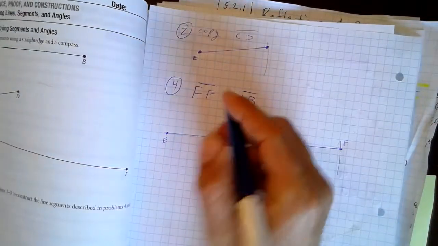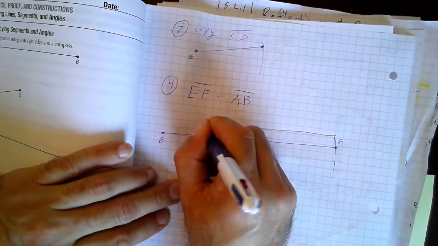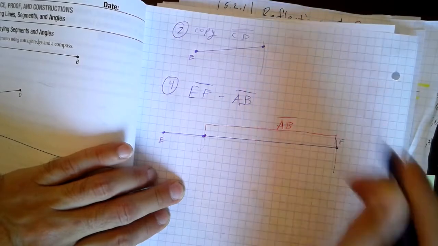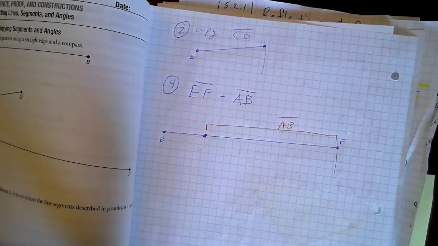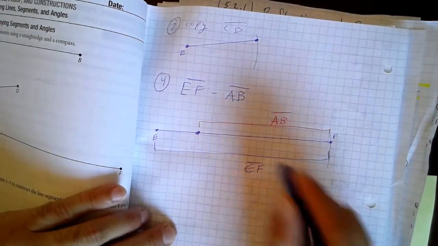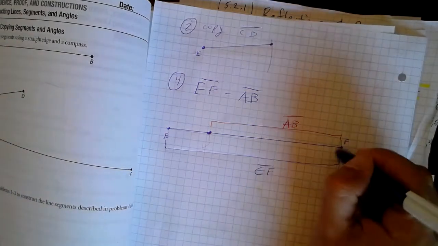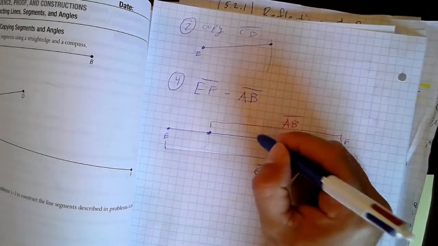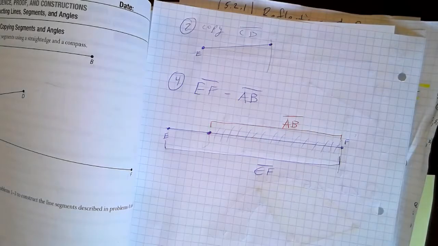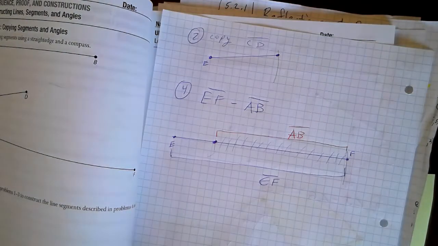So what I just discovered is that this is AB, right? This is EF. So if we are doing EF minus AB, what we're saying is we're going to take this part out. We're going to take out AB. You see what I mean? Here's EF minus AB. Get rid of it, right?